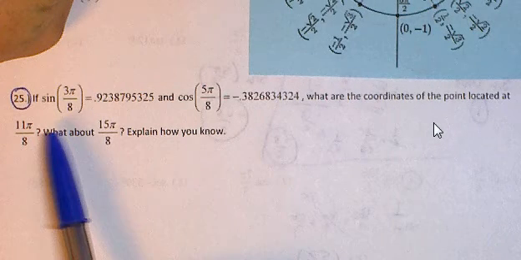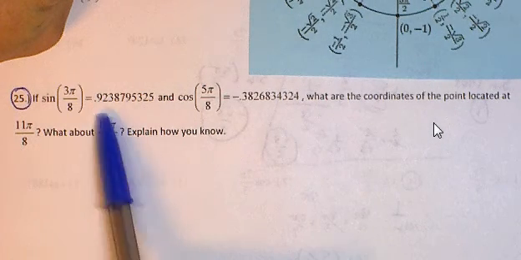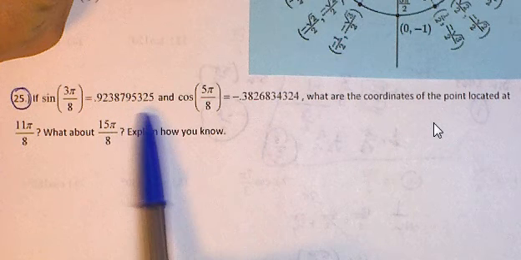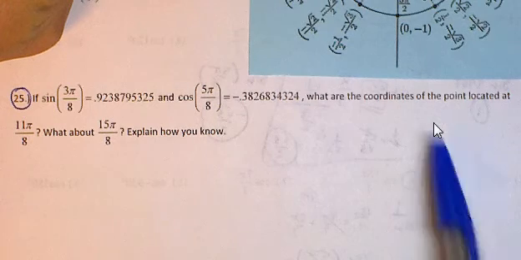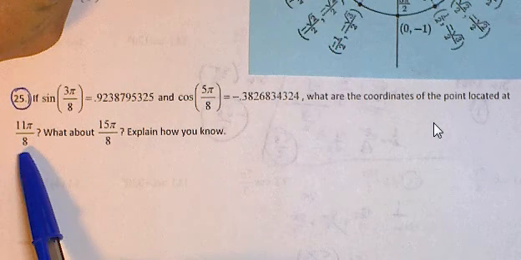On 25 we're told that if the sine of 3 pi over 8 is this number, and we made it ugly on purpose, and the cosine of 5 pi over 8 is this number, what are the coordinates of the point located at 11 pi over 8 and 15 pi over 8?